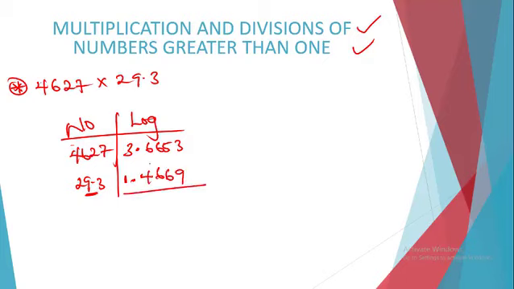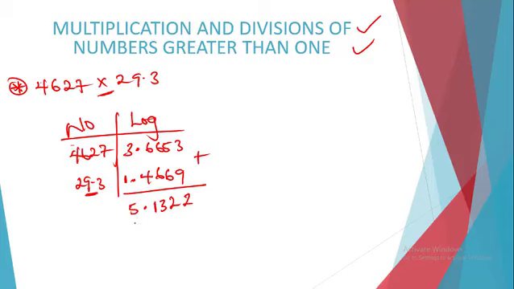4669. Therefore we add up, since we are dealing with what? Multiplication. 3 plus 9 will give us 12. We write 2 and carry 1, add it becomes 6. 6 plus 6 will give us what? 12. We write 2 and carry 1, add it becomes 7. 7 plus 6 is 13. We write 3 and carry 1, add it becomes 7. 7 plus 4 is 11. We write 1 and carry 1, add it becomes 4. 4 plus 1 is what?